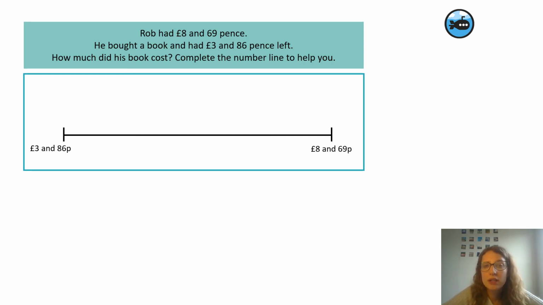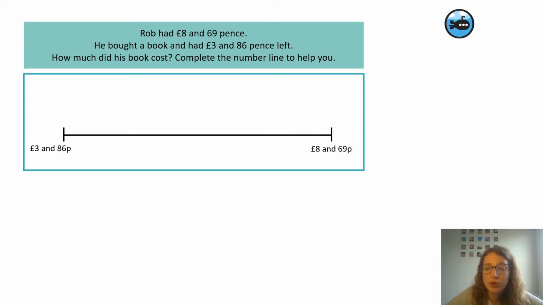So we've got what he started with at the end, so £8.69, and at the other end of our number line is what he was left with at the end. So we need to work out the difference between the two costs. It's up to you if you start at the £8.69 and work backwards, or at the £3.86 and work up. So let's pause the video, have a go.